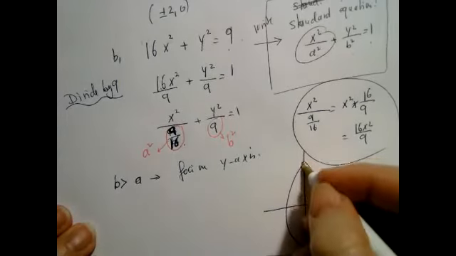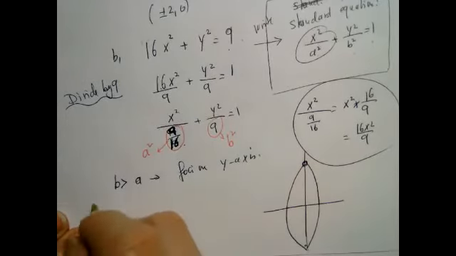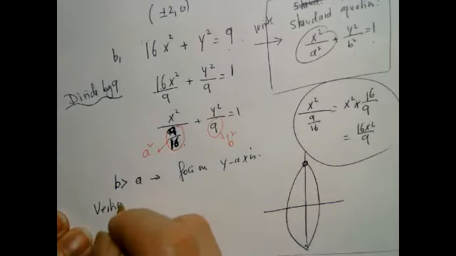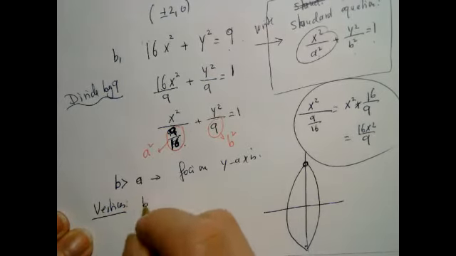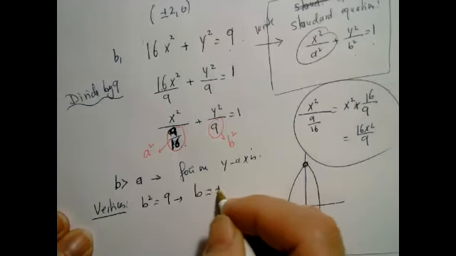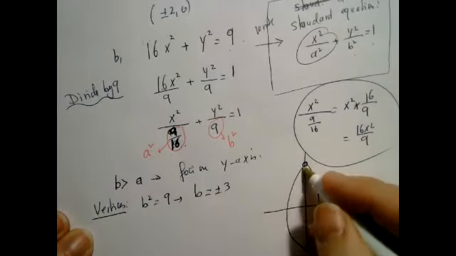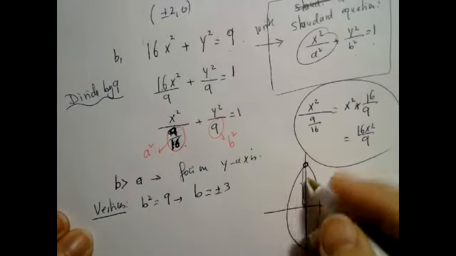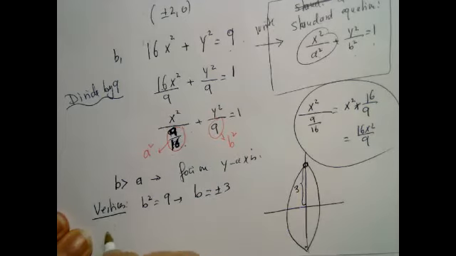And then the vertices are the b's. So I have vertices. We have b squared is 9. B is plus or minus 3. That's the vertex, that's the 3. Now I need the foci.